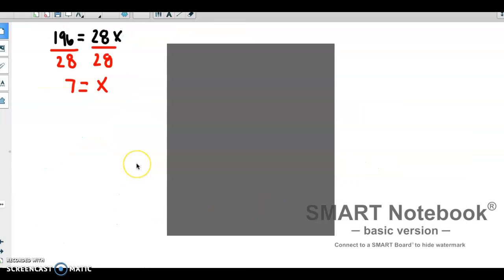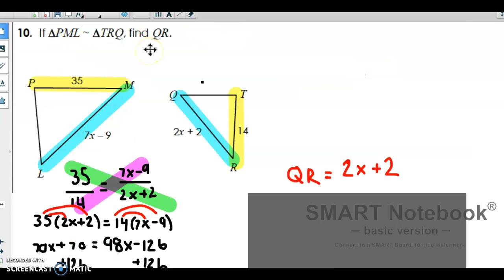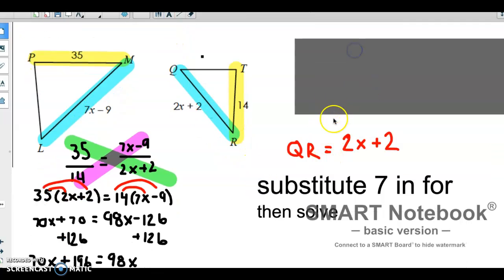So now we found that x equals 7, and I want to know, are we done with the problem? Did we answer the question? The answer is no, we are not done with this problem because it doesn't say find x. The problem says find QR. So we found x. We know that x is 7. And we know from the problem here that QR is equal to 2x plus 2. So now all you're going to do is substitute 7 in for x. I did not write that here. And then solve. So substitute 7 in for x and solve for QR, and then click in the correct answer.